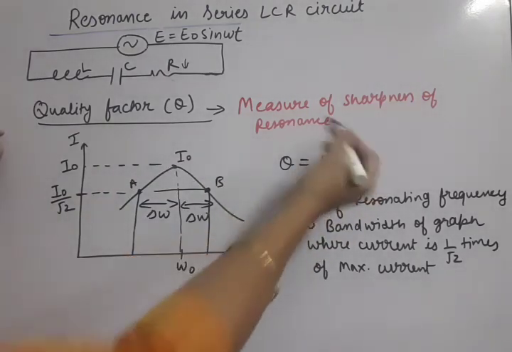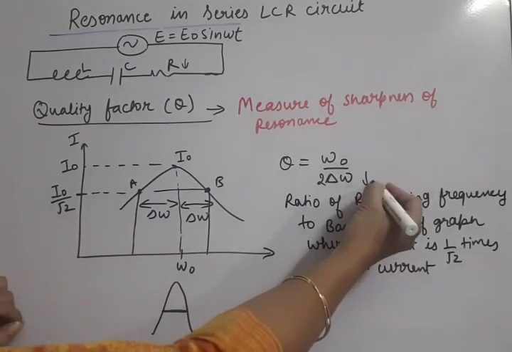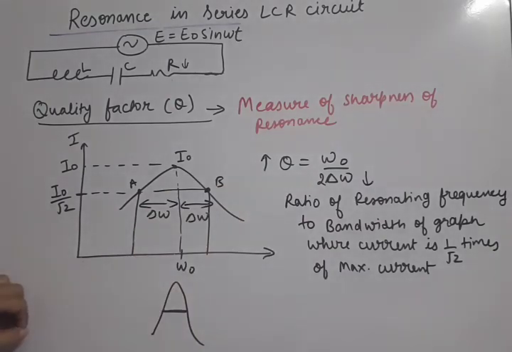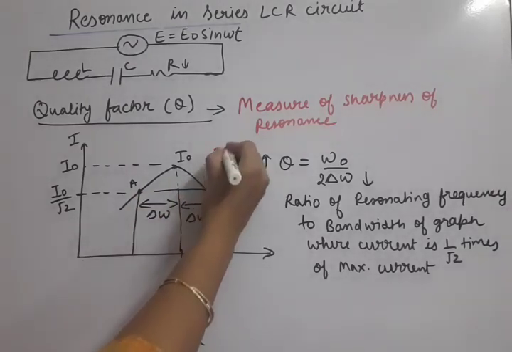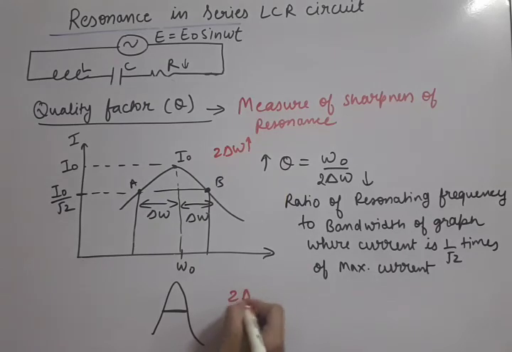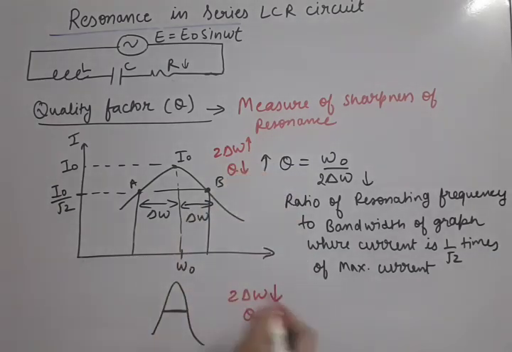How does it measure the sharpness of resonance? You see, if the graph is more sharp, like this, then this width is smaller compared to this graph. So this width is smaller, that means quality factor is greater, so the graph is more sharp. If we compare these two graphs, here 2 delta omega is greater, but here 2 delta omega, that means this width, is smaller. So here quality factor is smaller, but here quality factor is greater.